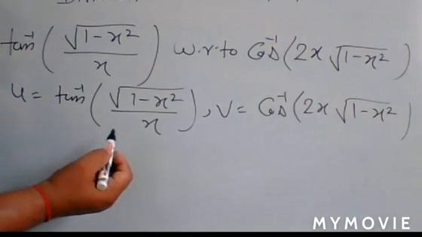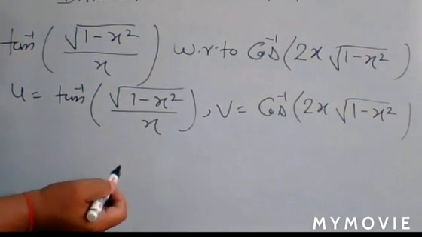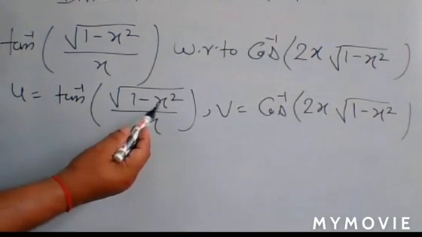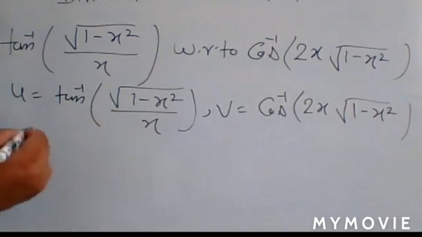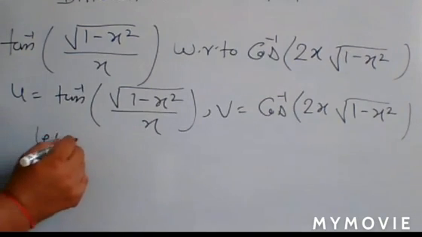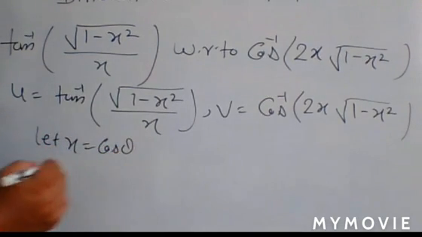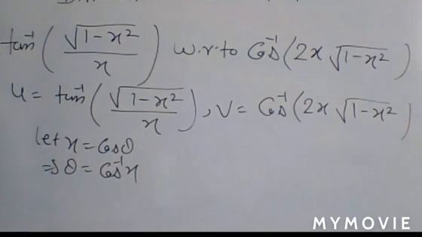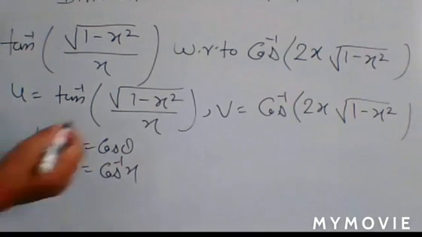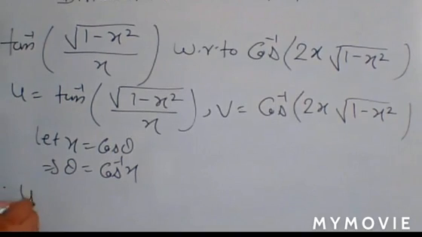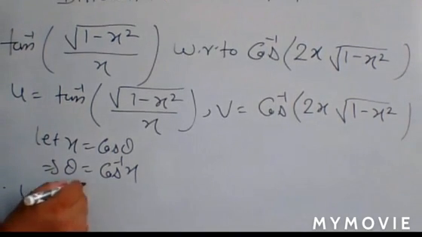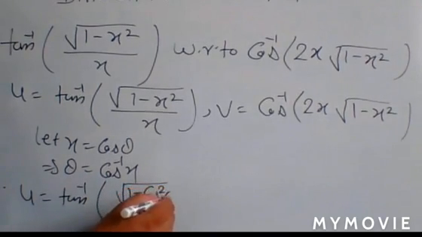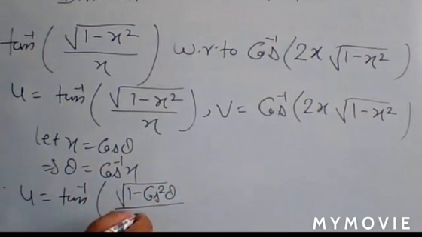Here your function is an inverse trigonometric function, so you have to substitute. What do you substitute in place of x? Here you write, let x is equal to cos theta. So theta is equal to cos inverse x. So the value of u is tan inverse, here you have under root 1 minus cos square theta upon cos theta.